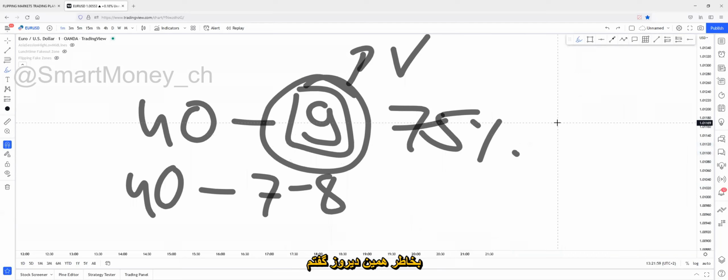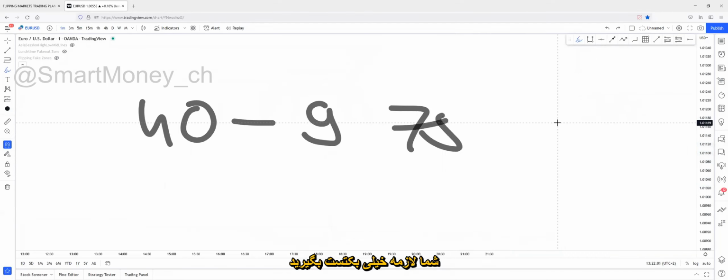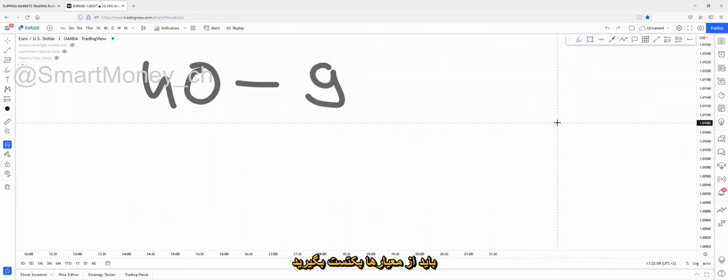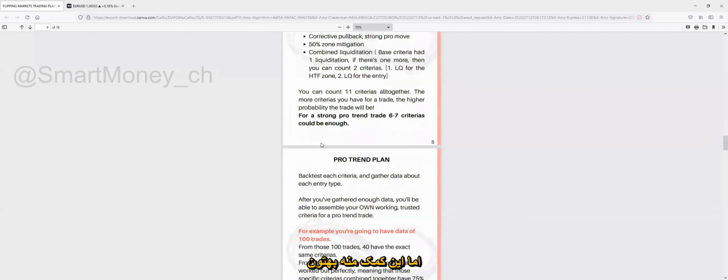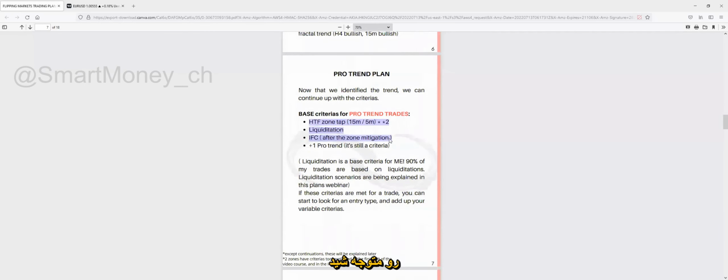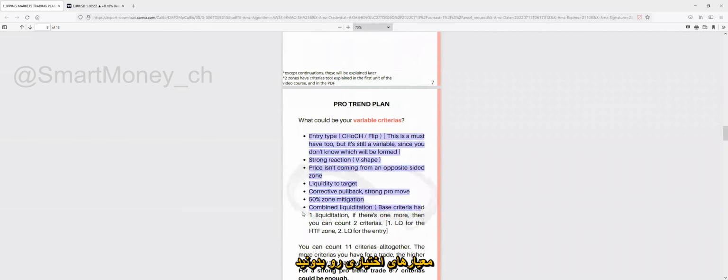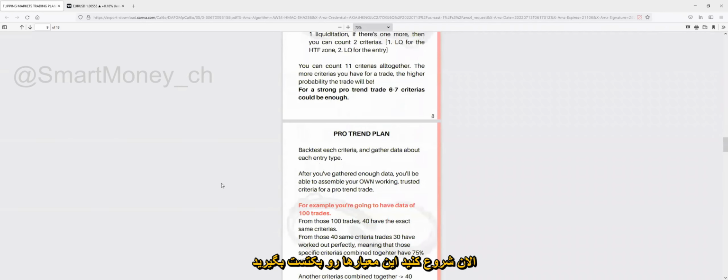So that's why I said yesterday that you're going to backtest a lot. You have to backtest a lot. You have to backtest your criteria. Without backtesting, you won't be able to assemble your own working edge with your own working criteria. But here's the help. I gave you the help. You know the base criteria. You know the variable criteria. You can actually start to backtest these criteria.